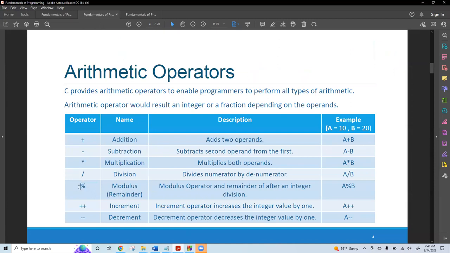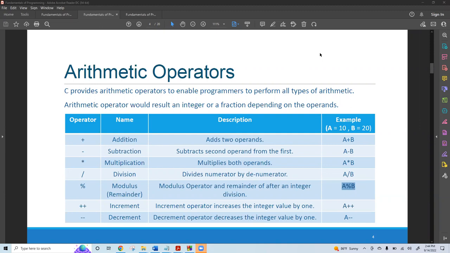So anyway, modulus. Again, modulus, is it unary or binary? Is it a unary operator? It's binary. We need 2 operands.